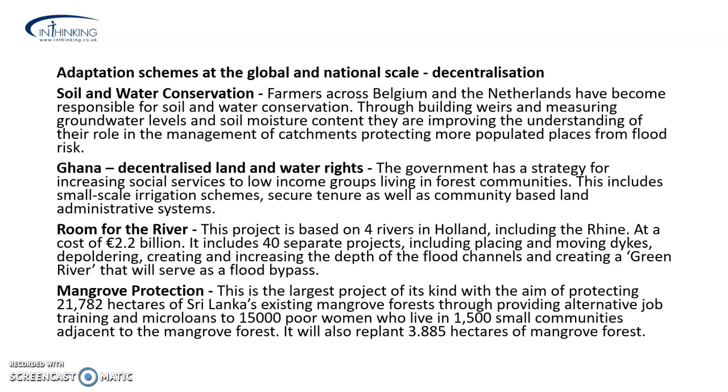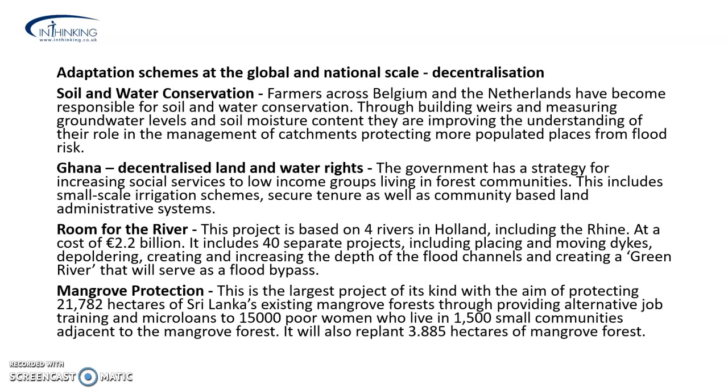So Ghana is also looking at a decentralized land and water rights scheme. So the government has a strategy there for increasing social services to lower income groups living in forest communities. So this would include small-scale irrigation schemes, providing them with secure tenure, ownership of their land, so that they'll invest more in protecting that land. And so through this scheme, they can help organize at the community level a way of managing and conserving forest land.